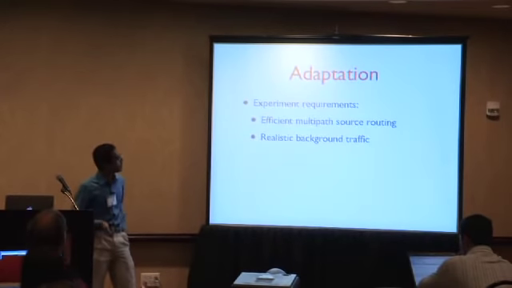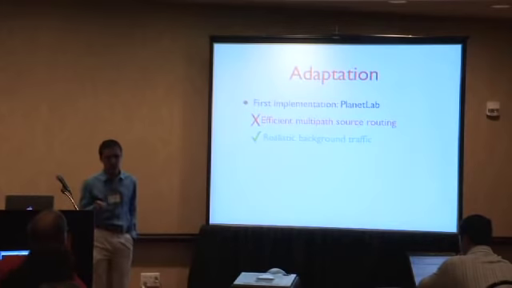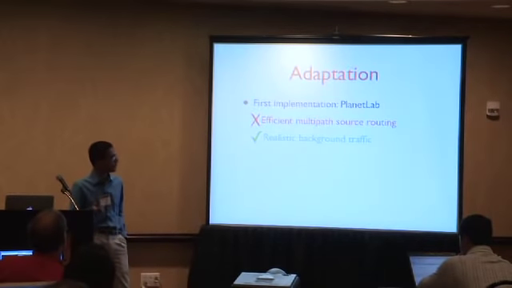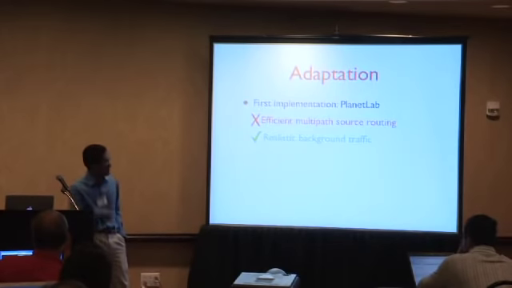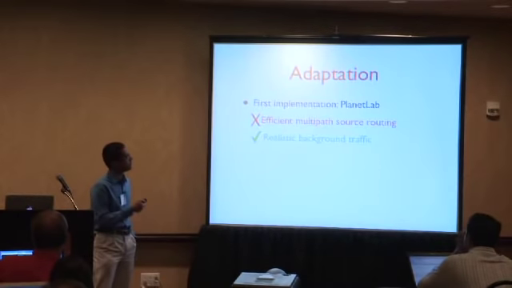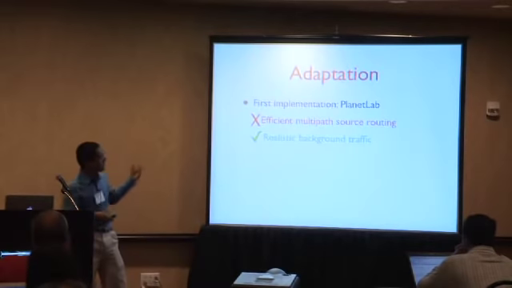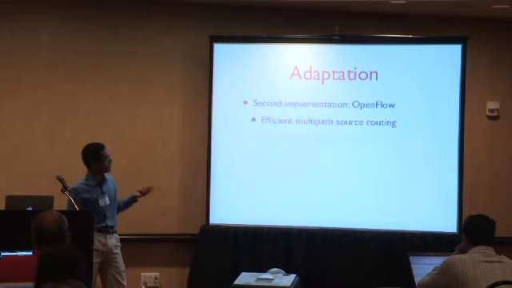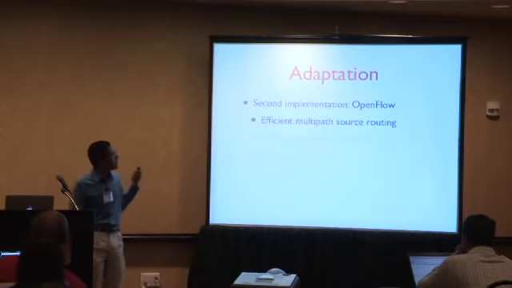So we tried deploying this, and the first deployment that we tried was as a software overlay on top of Planet Lab. This directly gave us the second requirement, realistic background traffic. But because this was a software implementation running on an overlay, the implementation was not very efficient. So what we tried next was moving to an OpenFlow deployment. And when we tried running this on OpenFlow, we ran into two problems.